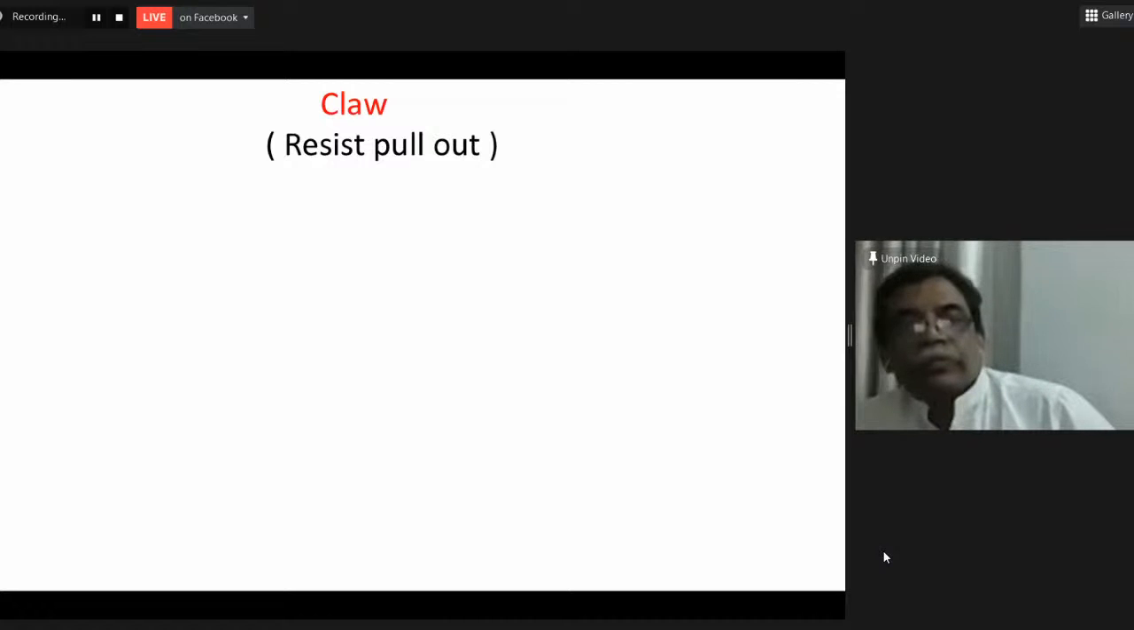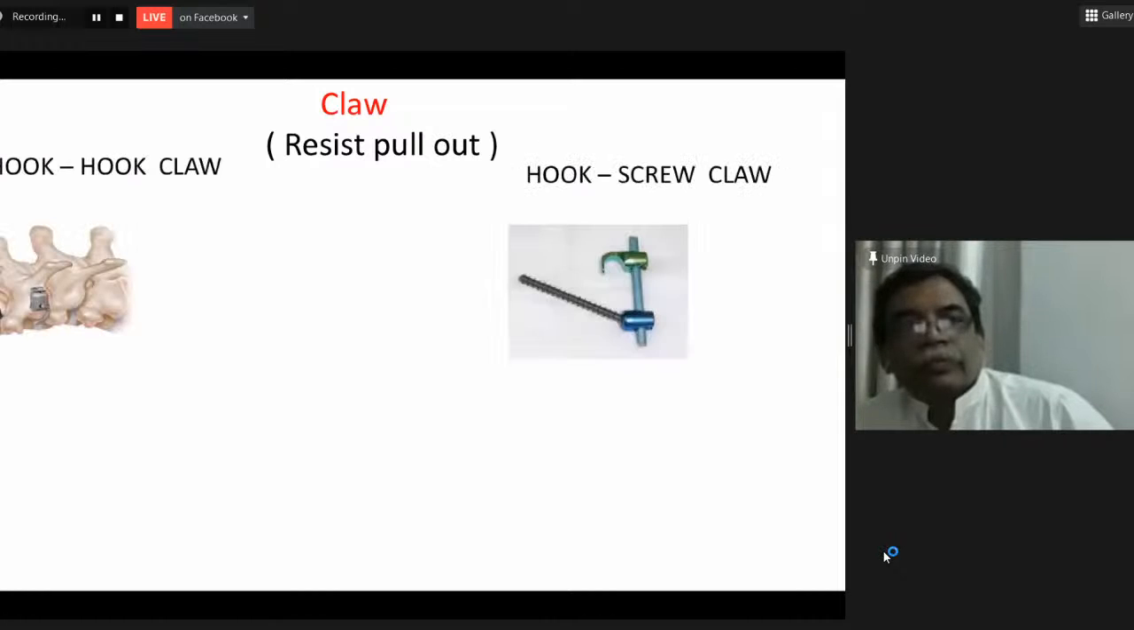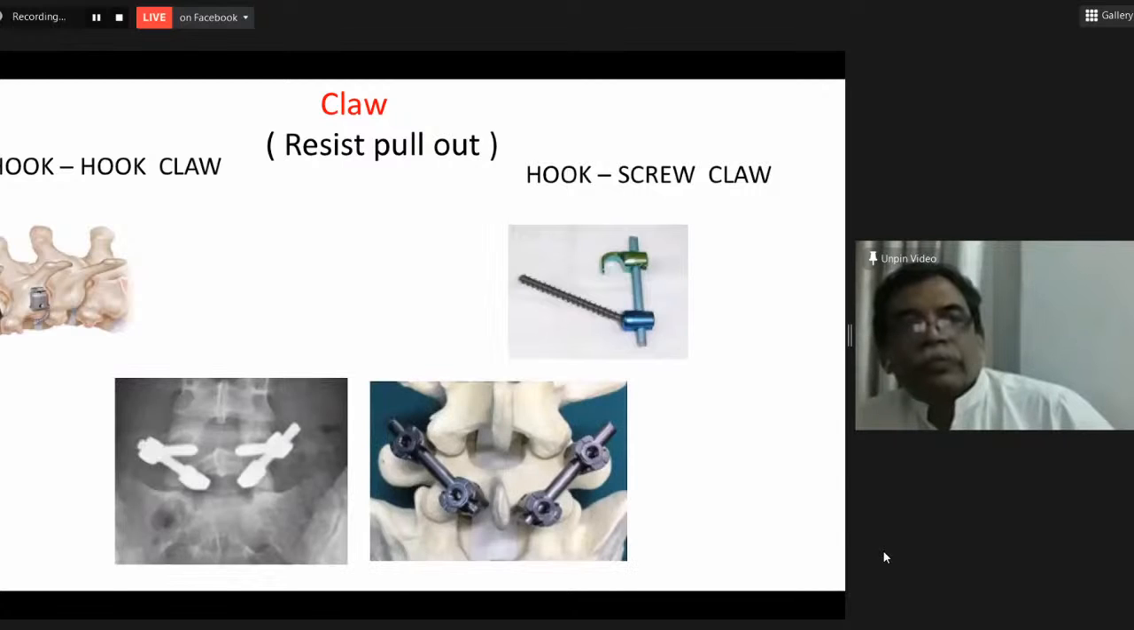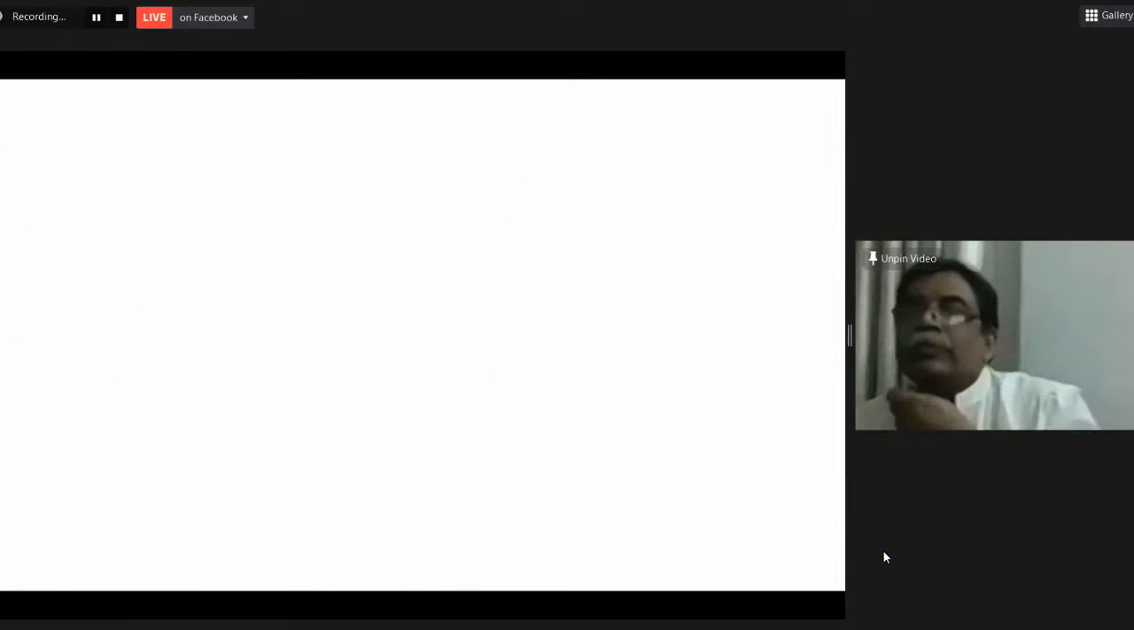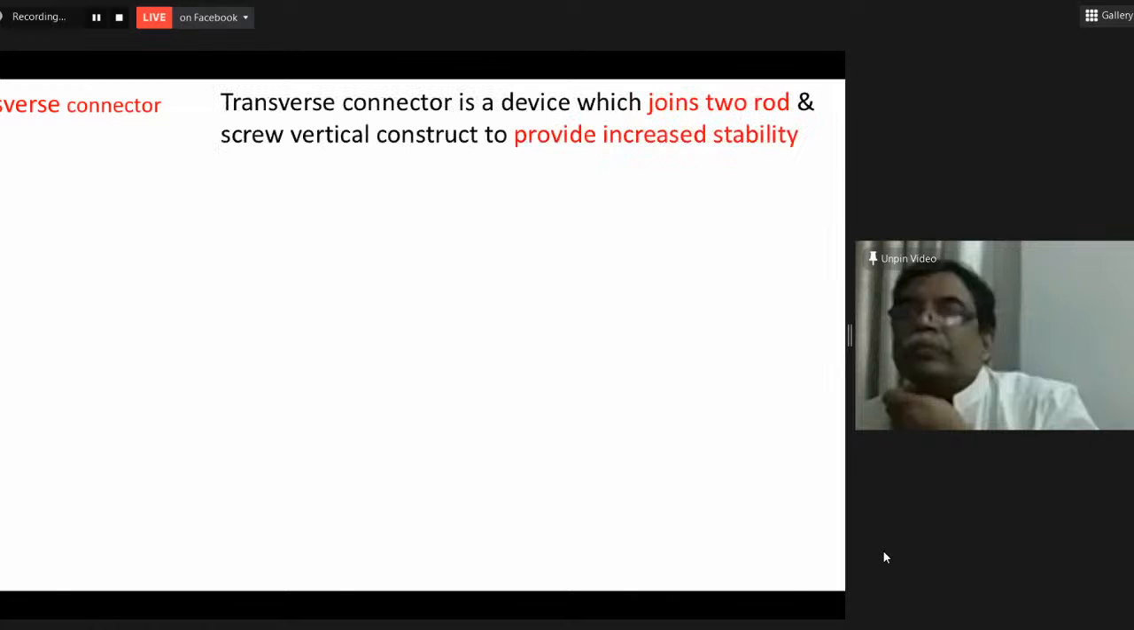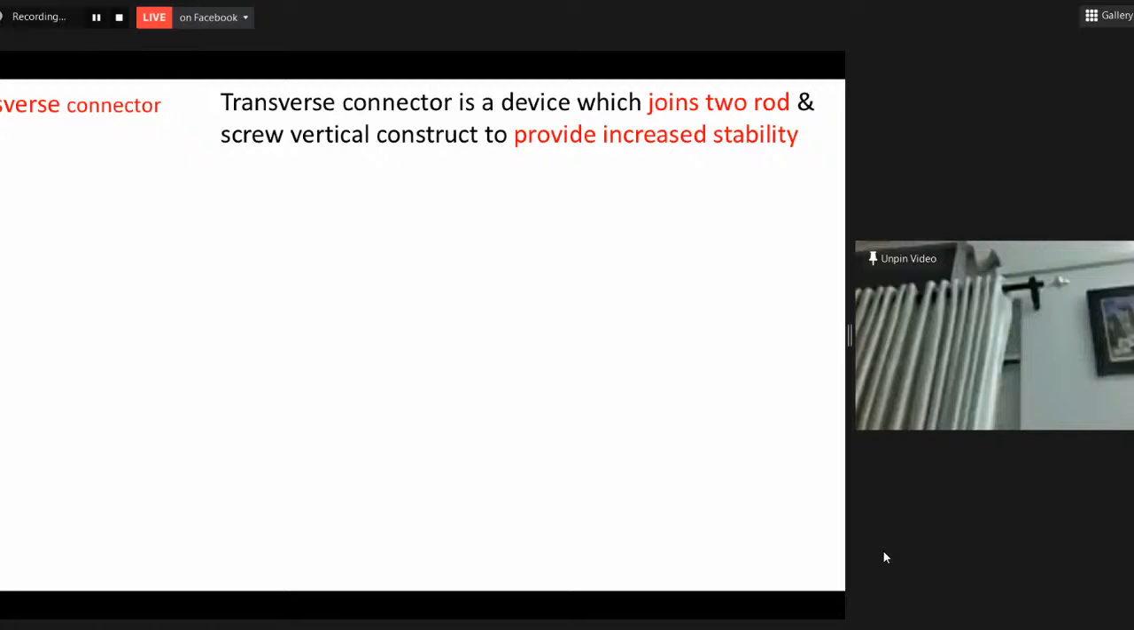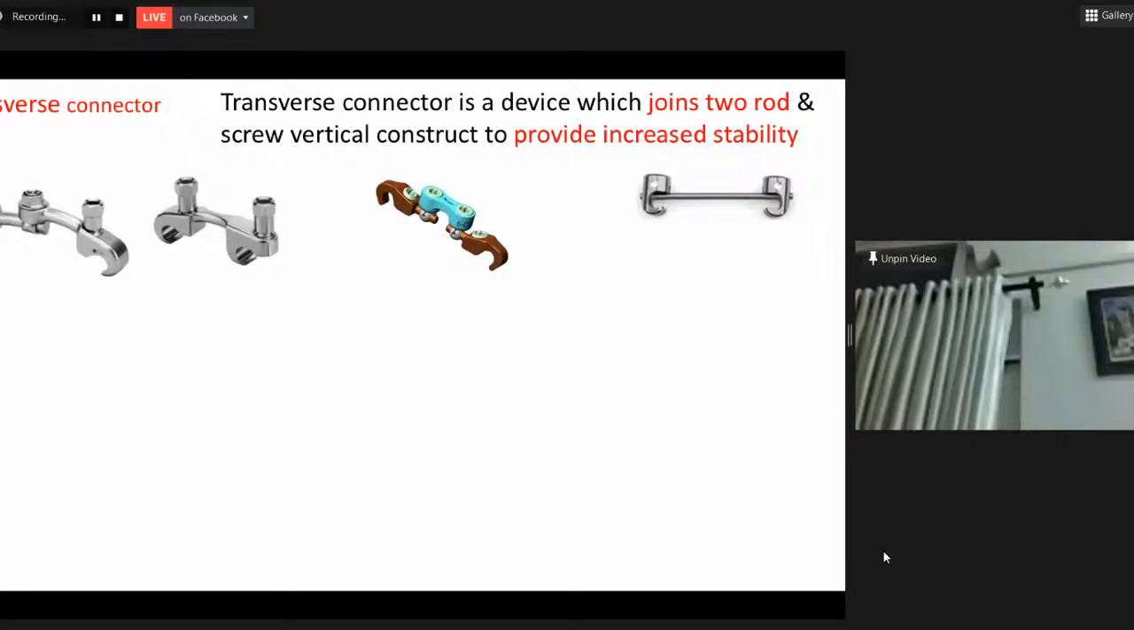Now the claw. Why do you put a claw? Claw resists pull-out. So you can have a hook-to-hook claw, or you can have a hook-to-screw claw. That is how it has been shown here. The lower one is the hook and the upper one is the pedicular screw. So it provides more stability, and one can resist pull-out. Then there are transverse connectors. What are these transverse connectors? These are devices which join two rod and screw vertical constructs to provide increased stability, which may be of various varieties according to the different system.